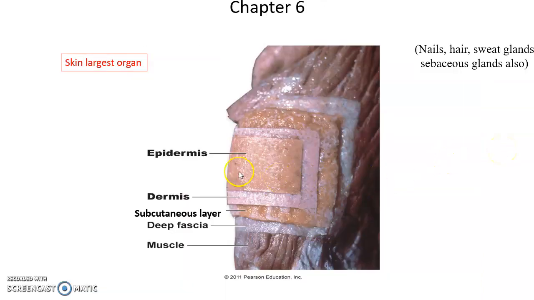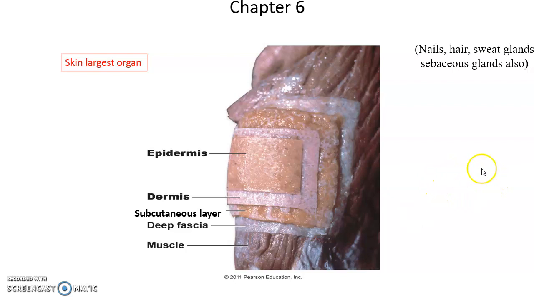Here's another way to look at it. We have the dermis, the epidermis. The epidermis is the superficial portion of the skin. Deep to that is the dermis, so together the epidermis and dermis compose the skin. Deep to that is the subcutaneous layer, and then deep to the subcutaneous layer is the deep fascia, which is connective tissue that helps connect the subcutaneous layer to underlying structures such as muscle.